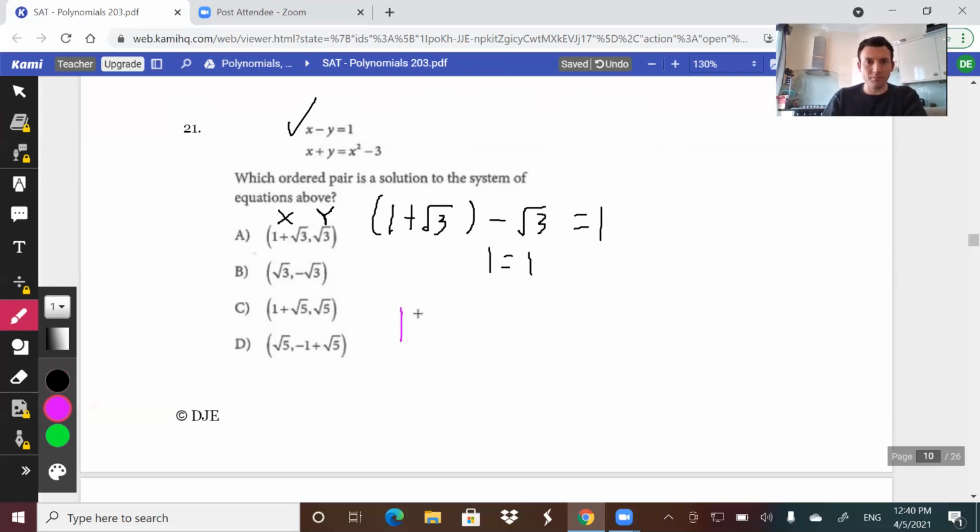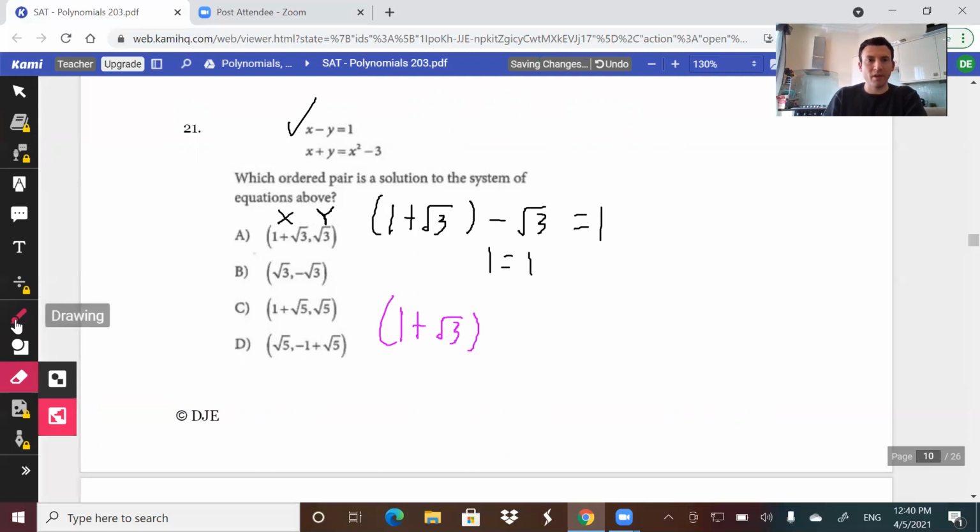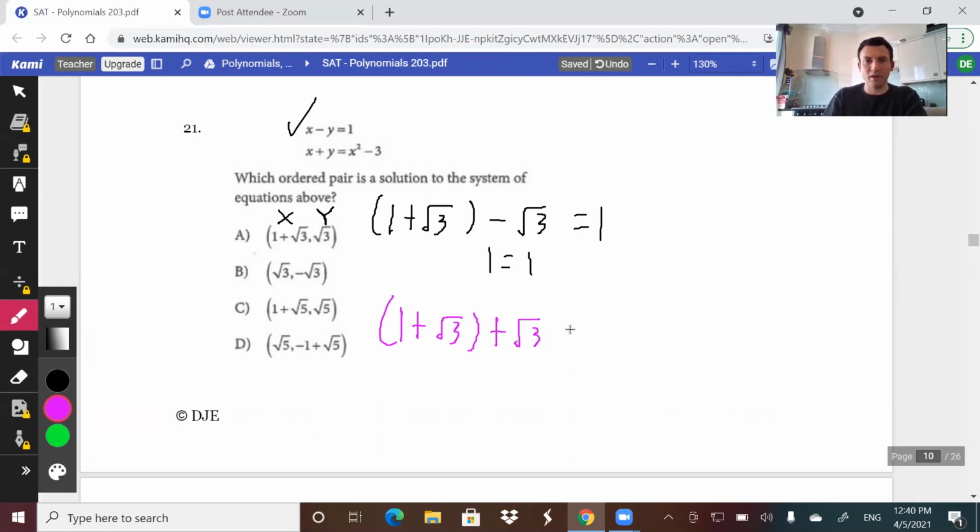So we have 1 plus root 3 for our x out front on the second equation right here. Oh, that looks like a minus. Let me get rid of that. Okay. And then what we have here is plus y. So it's saying our y is root 3 equals x squared. So 1 plus root 3 squared minus 3.